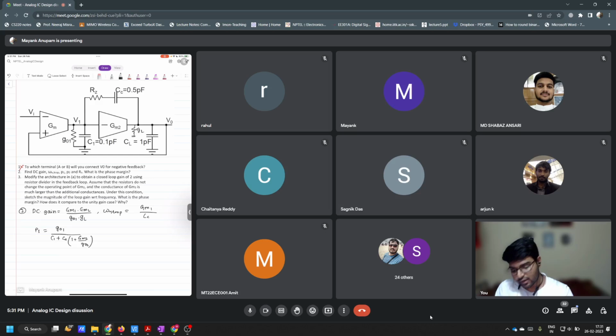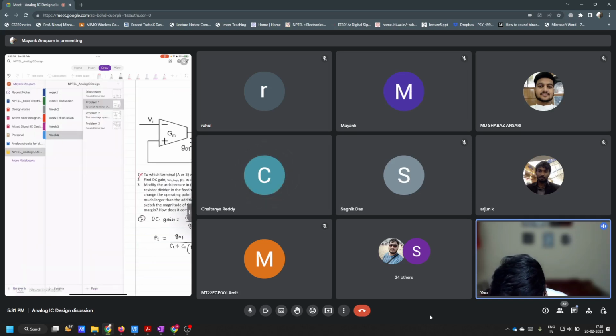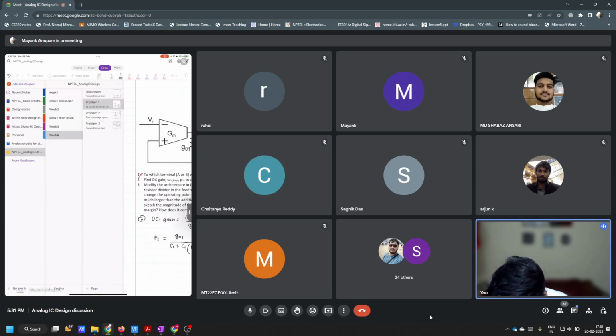So it turns out even after the addition of this RZ, the pole location does not change much. Neither the pole location nor the omega u loop changes much, even after addition of RZ. Now, this is under the approximation that RZ is not very large. The exact expressions for poles are extremely cumbersome to calculate, so I have calculated it.